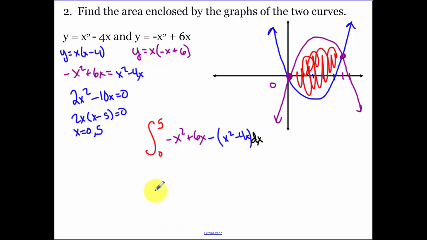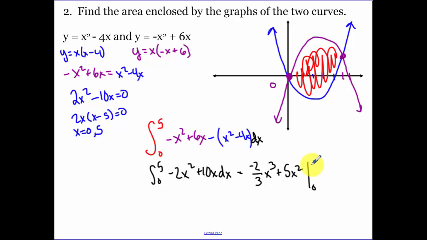Then from here, I take my integral and I simplify. First I simplify to get negative 2x squared plus 10x dx. I take my integral to get negative 2/3 x to the third plus 5x squared from 0 to 5. When I plug in and evaluate, I get 125/3.